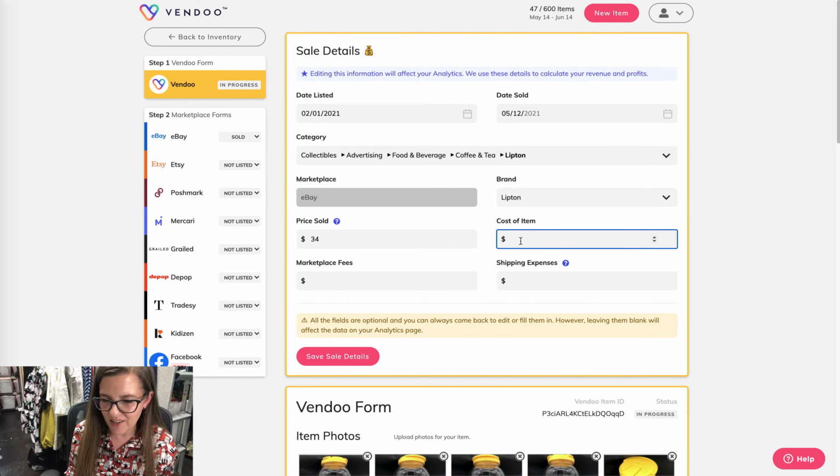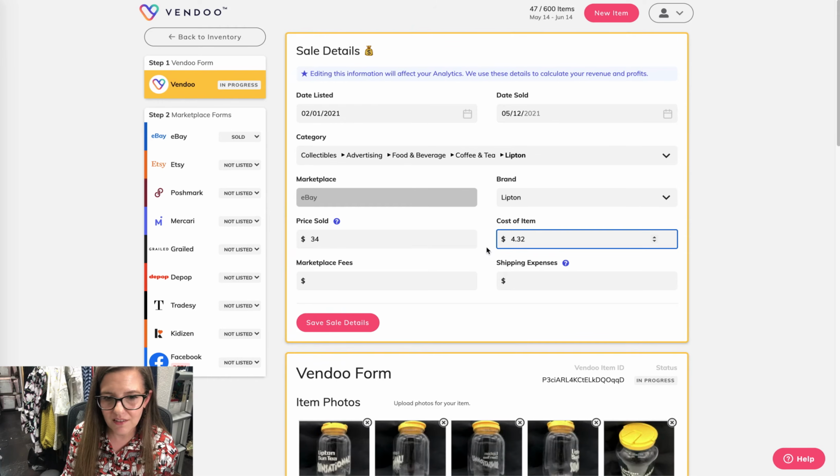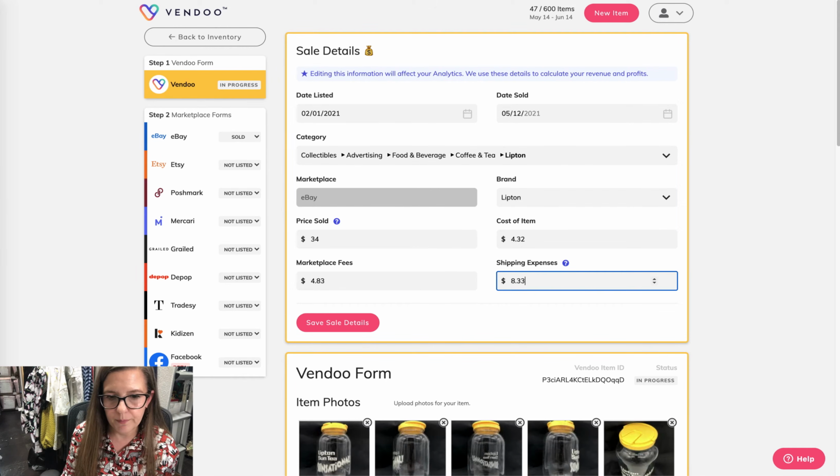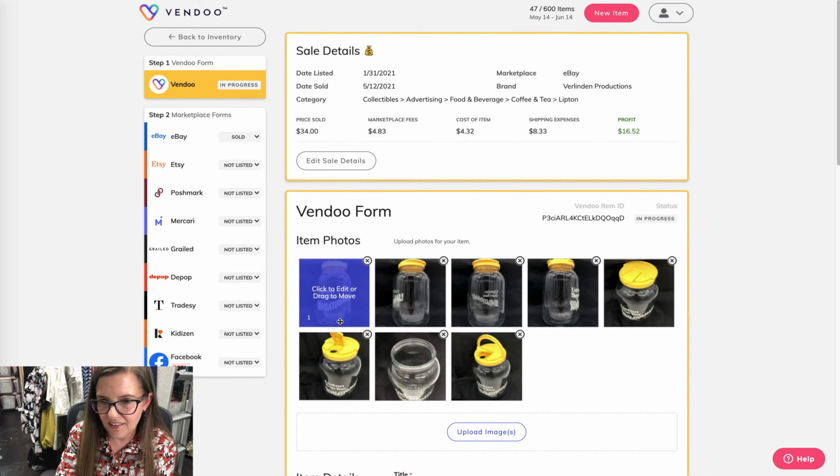The cost of the item was $4.32 for us. We sold it for $22 plus $12 shipping. The marketplace fees on eBay for this guy were $4.83 and shipping expense was $8.33. We made a little money on shipping that time. Normally we lose money. Pretty sure this went UPS and that's how it saved some money.